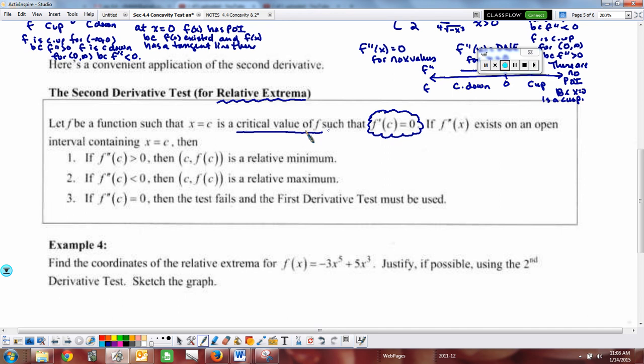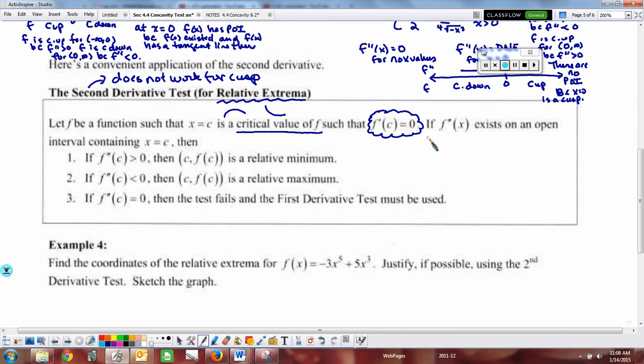Notice that this tells us that this does not work for cusps, because the first derivative would not exist for a cusp. So we're only talking about the smooth relative extrema, where you have your hills and your valleys like this. We have to have a derivative there, and that derivative has to equal 0. So we're looking only at those critical values.